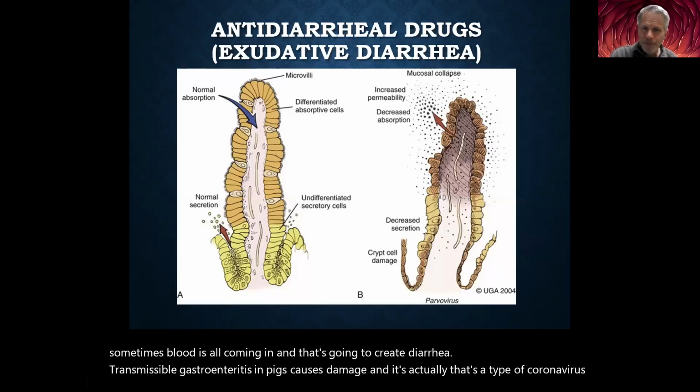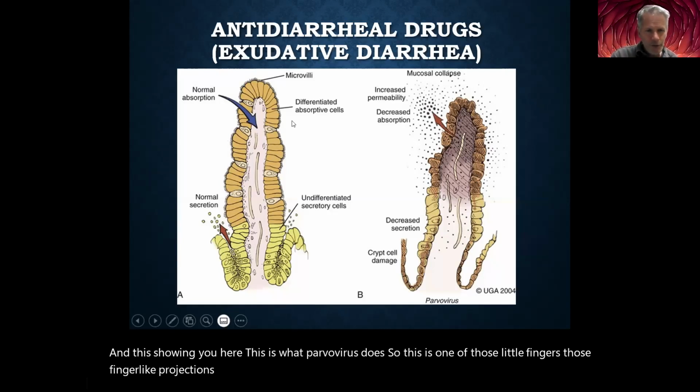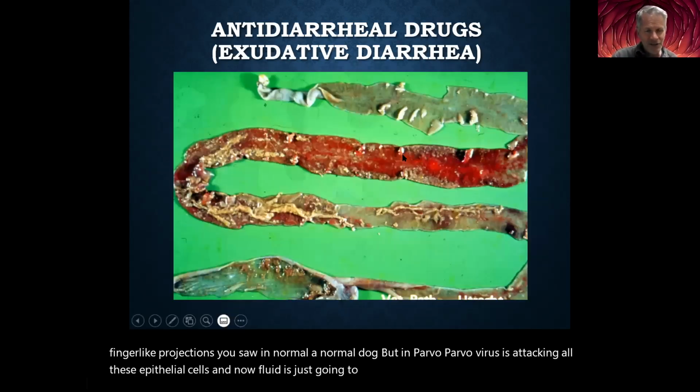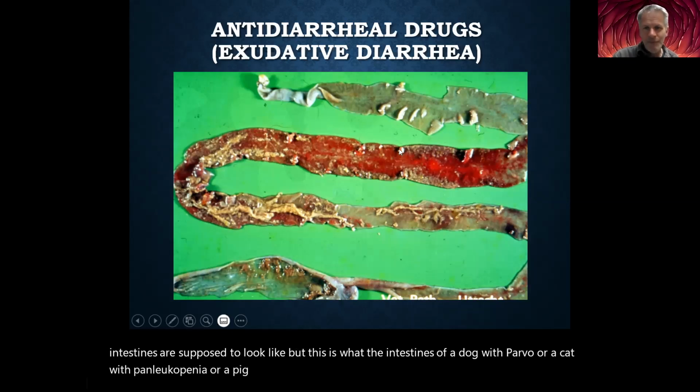And this is showing you what parvovirus does. So this is one of those finger-like projections you saw in a normal dog, but parvovirus is attacking all these epithelial cells, and now fluid is just going to start oozing out. And this is not what intestines are supposed to look like. But this is what the intestines of a dog with parvo, or a cat with panleukopenia, or a pig with transmissible gastroenteritis can look like.